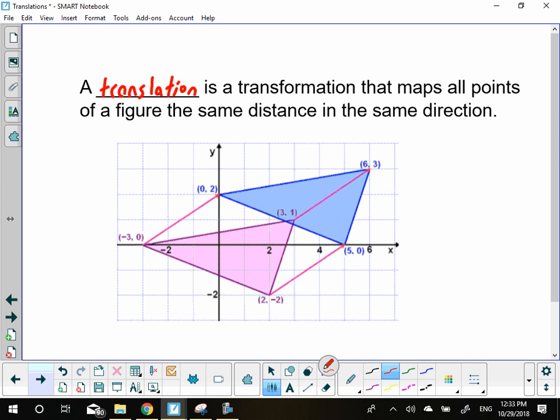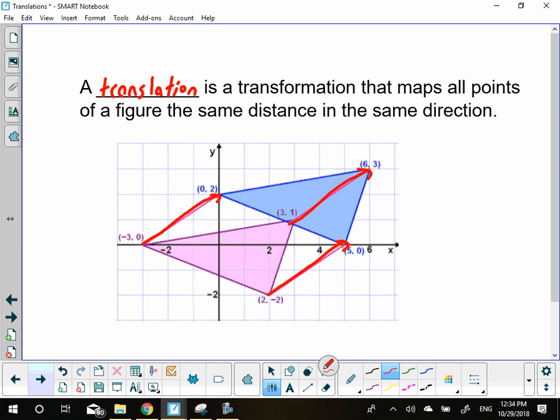Notice here the pink triangle is being mapped onto the blue triangle. So each dot is being moved the same distance in the same direction. So what do you notice about those lines showing the mappings? These are the same lines for one thing. What else do you notice about them? They connect the two points. How about those lines compared to the other one? What kind of relationship is there? Parallel, yeah.